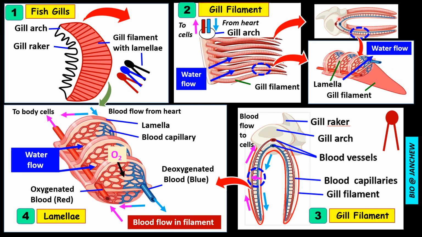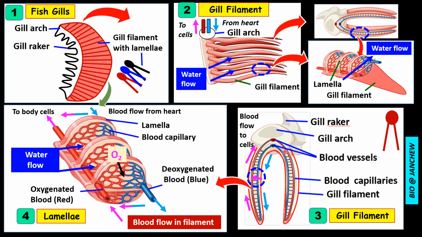Now, let's just take one gill filament and turn it 90 degrees and look at the enlarged version here. We have to know how to label these parts. So gill raker, gill arch, and then in here these are the bigger blood vessels. The blood capillaries are found in gill filaments, all right? So each projection here is a gill filament. Now let's look at one gill filament, one side of it.